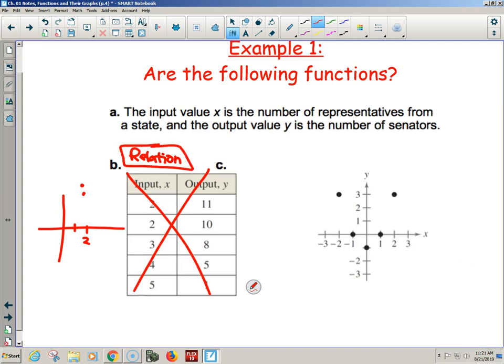Each x, if x is 2, can only go with one y. I could have more than one piece of data going to 11. I could have this 2 going to 11 and that 2 going to 11. I just can't have a repeated x go to a different y.